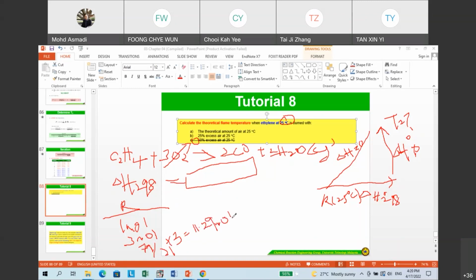The product is CO2, sorry, CO2. For the products, CO2 is 2 moles and water is 2 moles. Since nitrogen does not react, it stays the same at 11.29. So here and also here, you already have the number of moles.